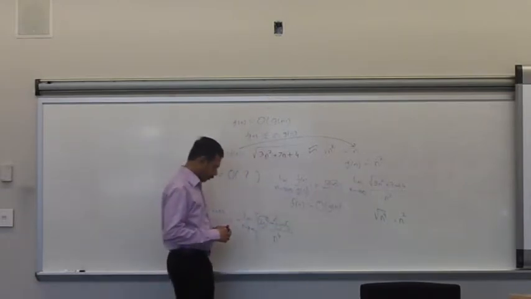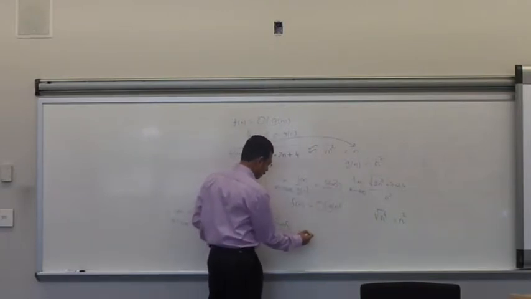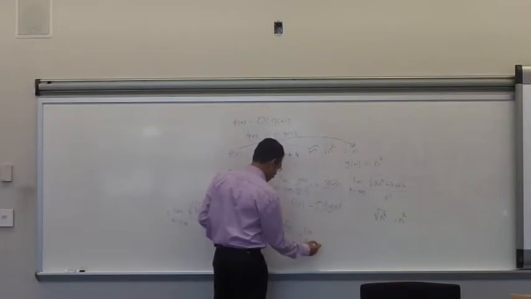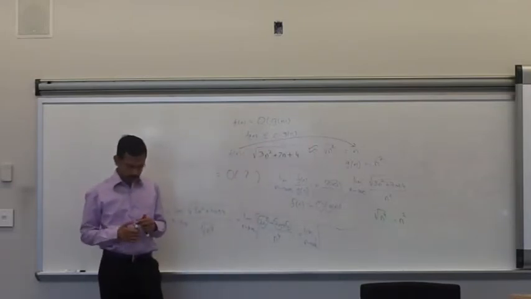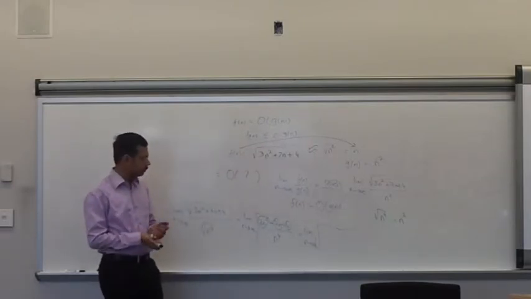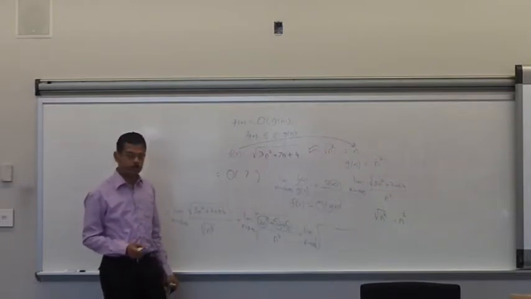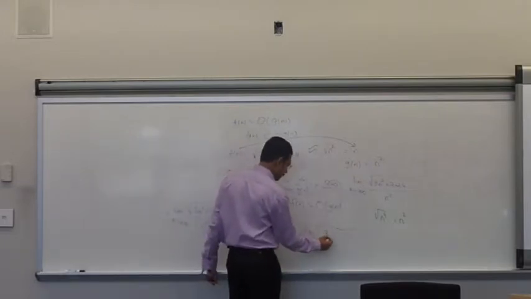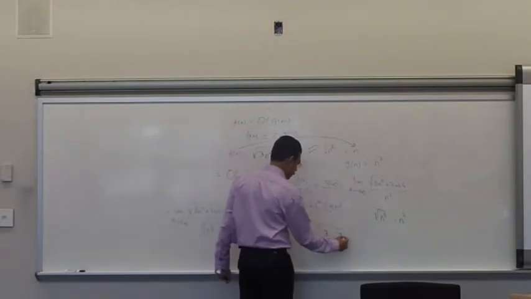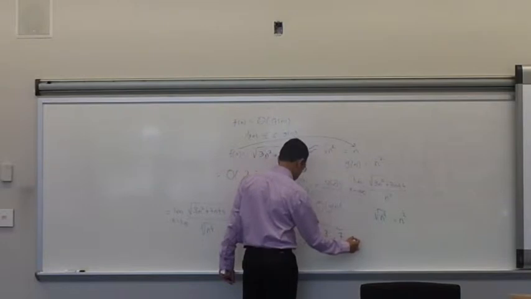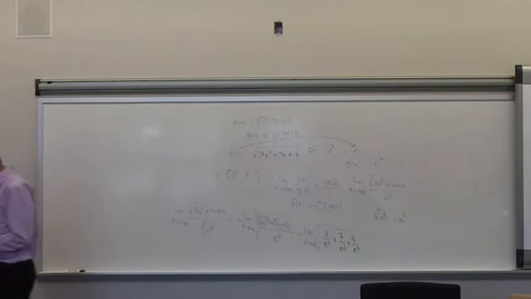Right? So we're going to say this is equal to the limit n tends to infinity of the square root of 3 over n squared plus 7 over n cubed plus 4 over n to the power 4. Okay, so now apply the limit n tends to infinity and tell me what's the answer.